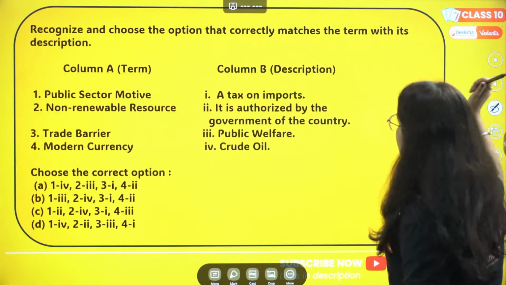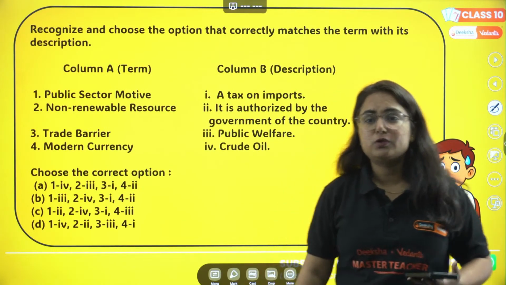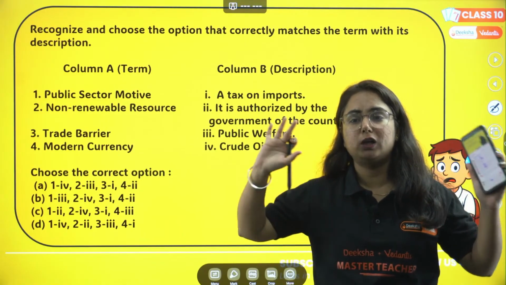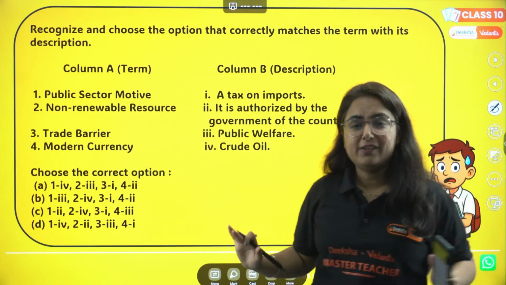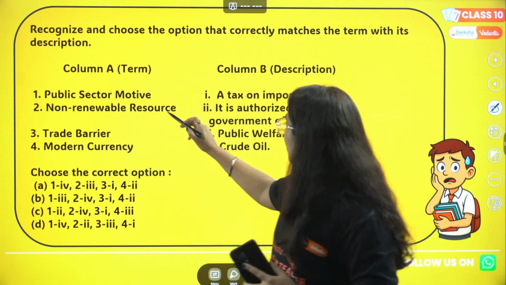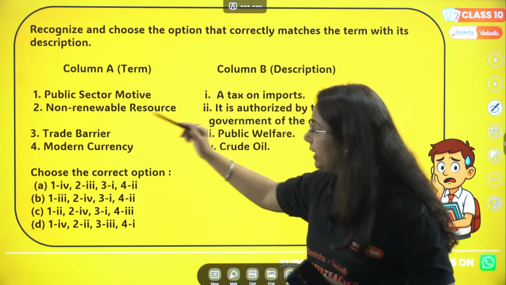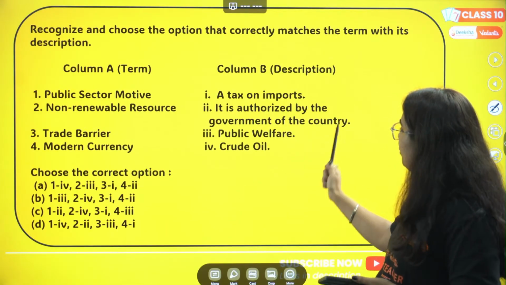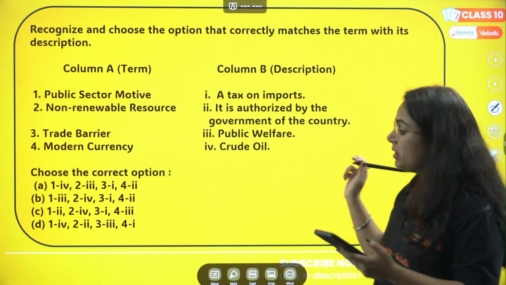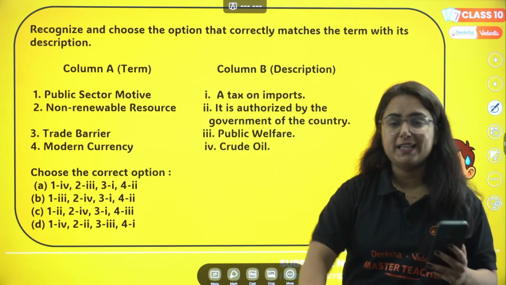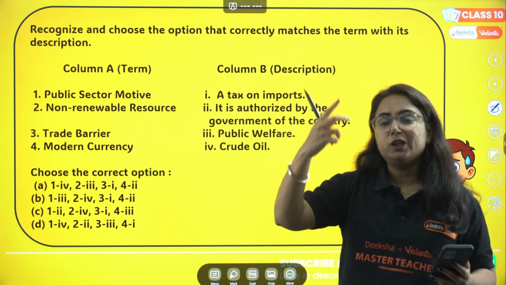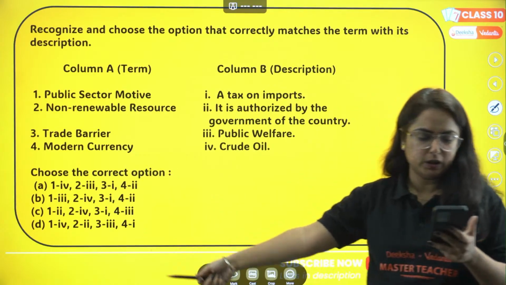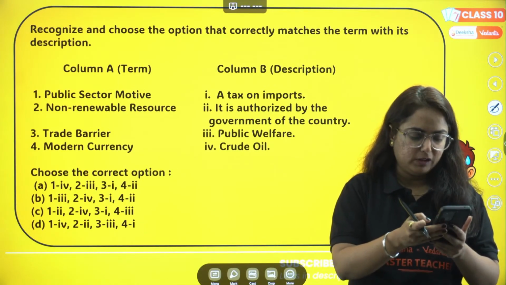Next one in the list: recognize and choose the option that correctly matches the terms with their descriptions. I have divided it into column A and column B. It is very easy. Public sector motive, non-renewable resource, trade barrier, modern currency. Match them with the correct one. A tax on import authorized by the government of the country. Public welfare, crude oil. Very easy. If you are able to do 1 and 2 from these, then the whole question will be solved. Choose the correct option. Options are given on your screen. Pay attention, give the correct answer.